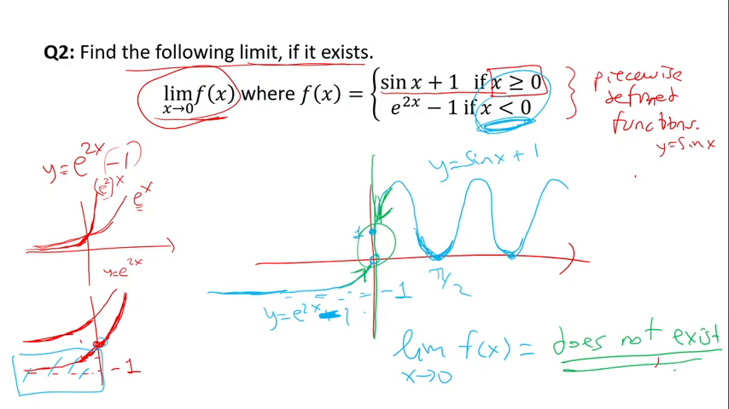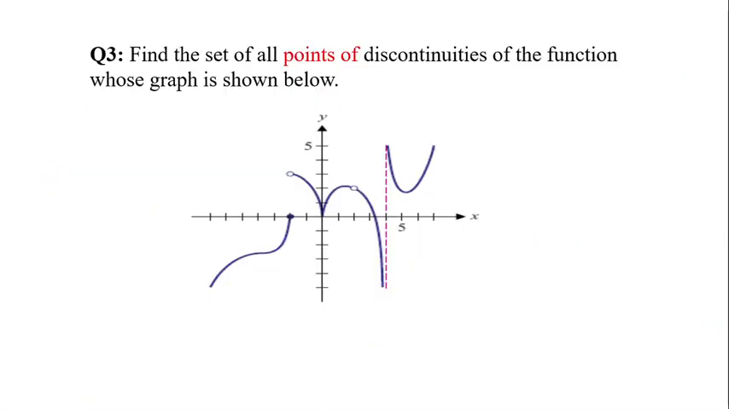From the graph, we look at whether they meet or not. If you don't remember how to find the limits from the graph, please check out the lecture. You will see it there in detail. Okay, let's look at this problem. Find the set of all points of discontinuities of the function whose graph is shown below.